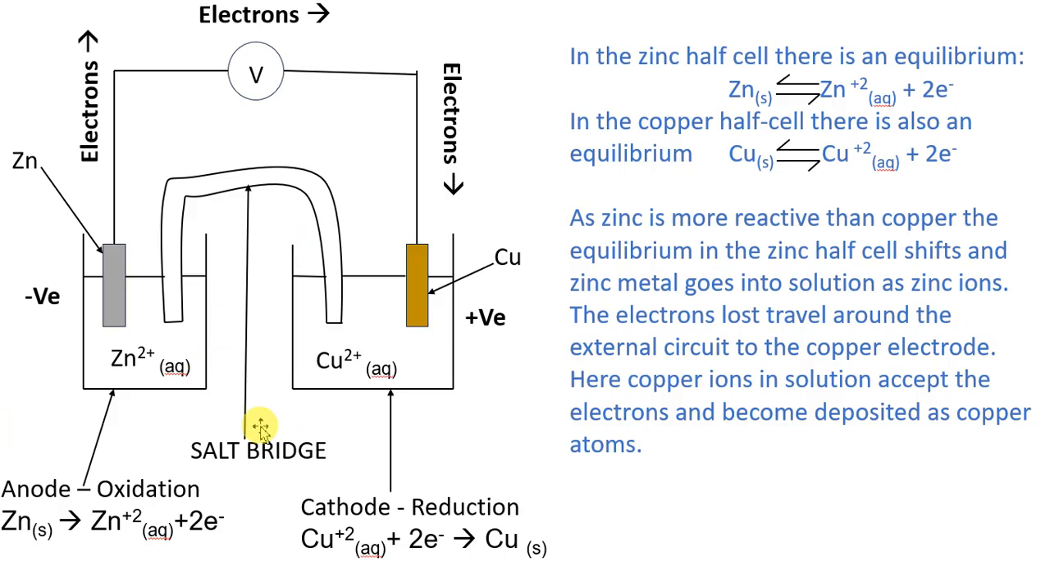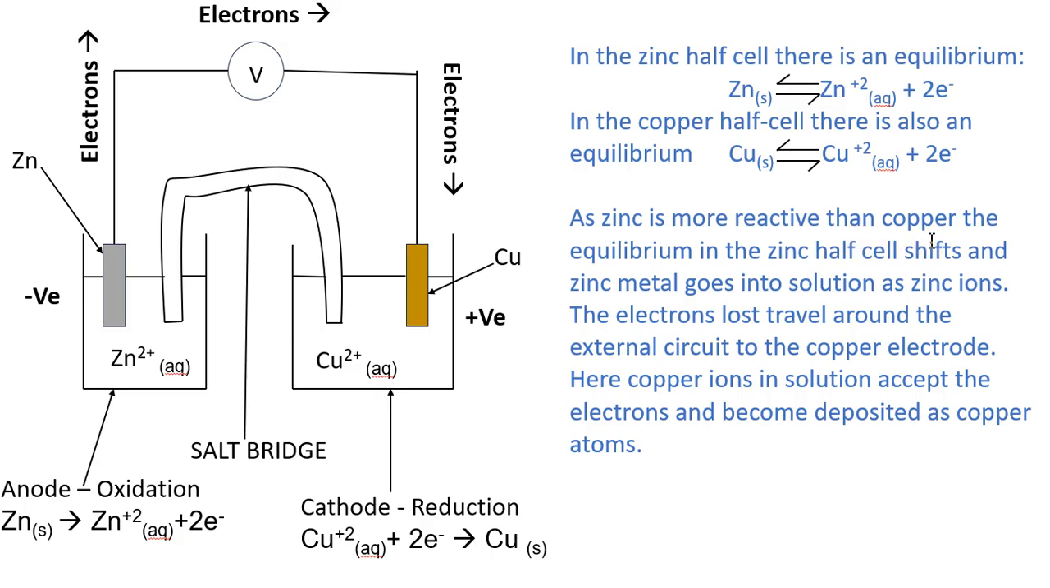Here I have my two half cells, one with zinc in contact with zinc ions, the other with copper in contact with copper ions, connected by this salt bridge. In the zinc half cell there's an equilibrium, the zinc metal in contact with zinc ions in solution, and the two changing places. Similarly, in the copper half cell we have another equilibrium. Copper metal atoms going into solution as ions, ions taking their place.